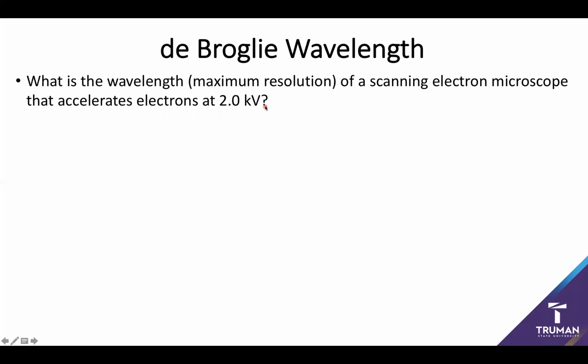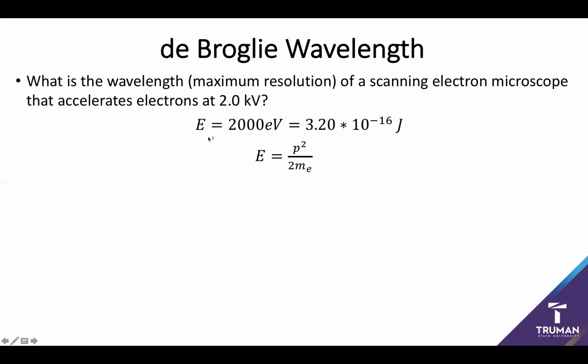So one of the first things we want to figure out is how much energy is in an electron that's been accelerated to 2 kilovolts. Well, from here, we can just say, if I've got a single electron with 2,000 volts, that means it has 2,000 electron volts. So I can then turn that into joules.